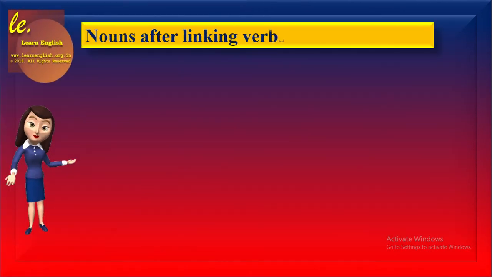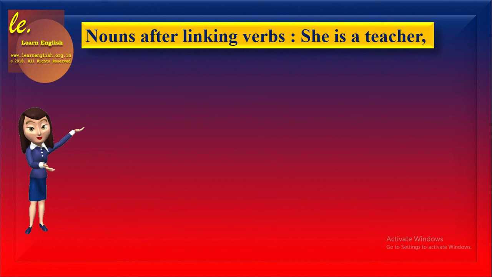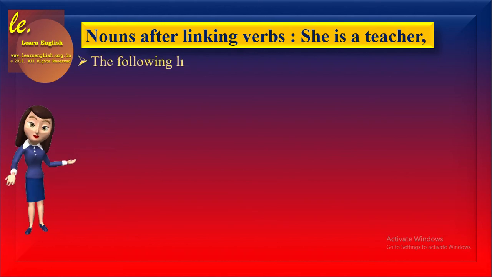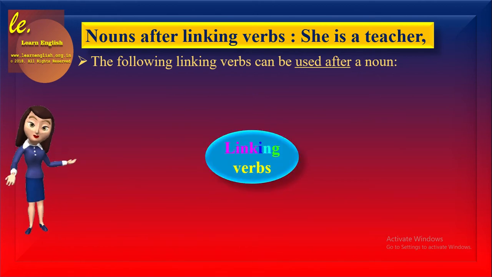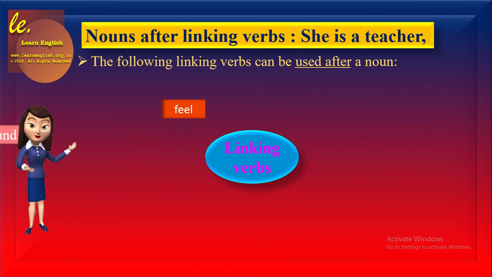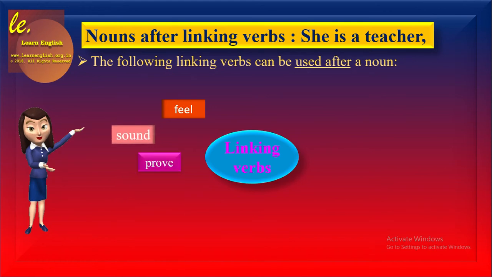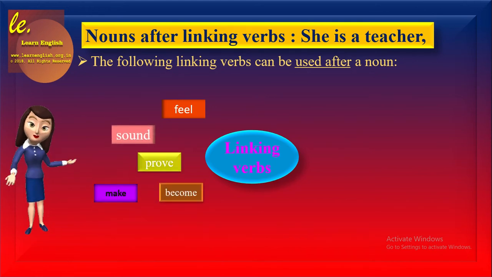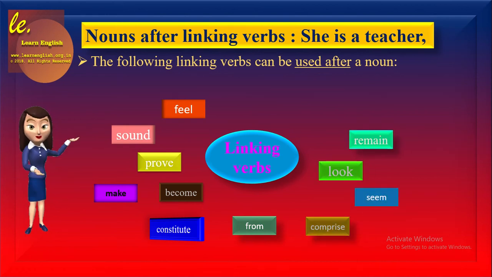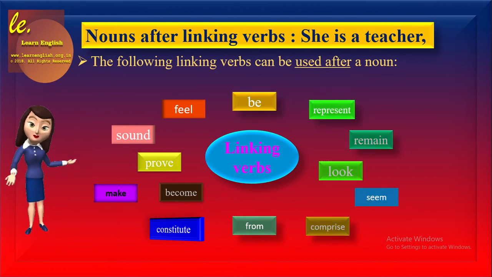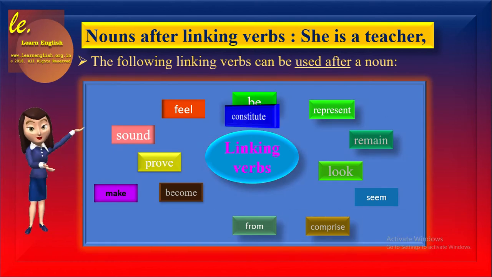Nouns after linking verbs. She is a teacher. The following linking verbs can be used before a noun. Linking verbs: feel, sound, prove, make, become, constitute, form, comprise, seem, look, remain, represent, be.